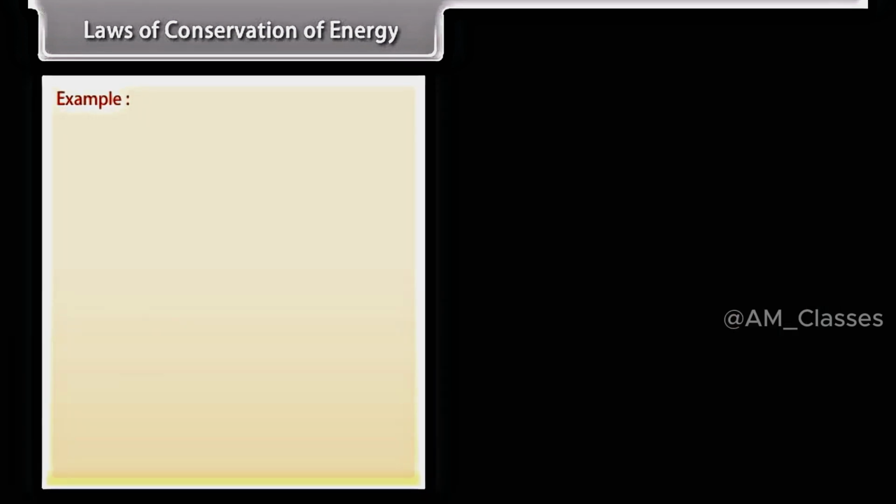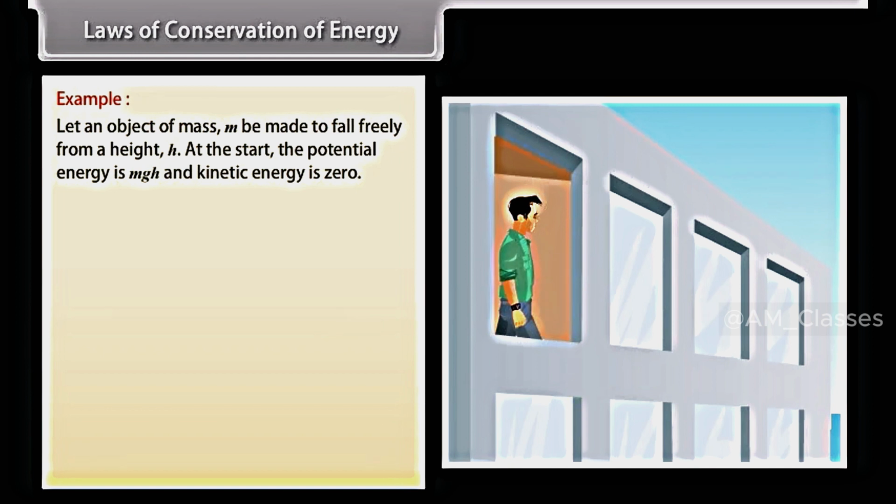Let us consider a simple example. Let an object of mass m be made to fall freely from a height h. At the start, the potential energy is mgh and the kinetic energy is 0.